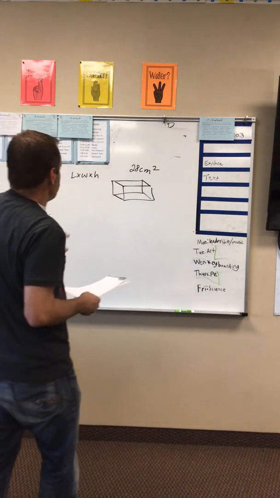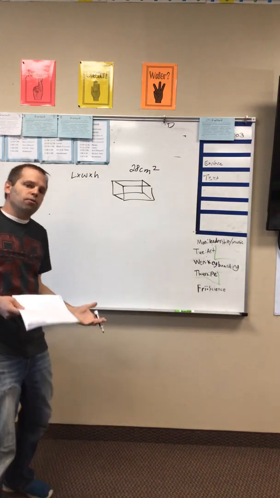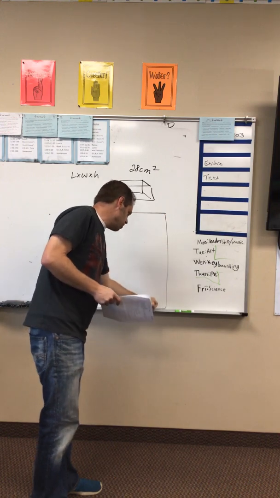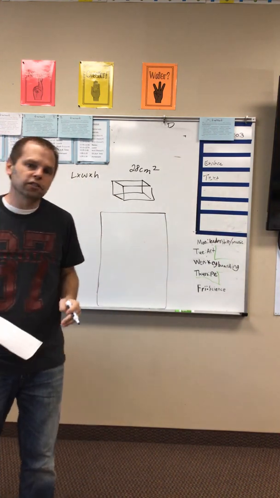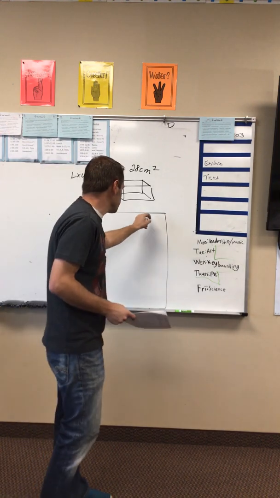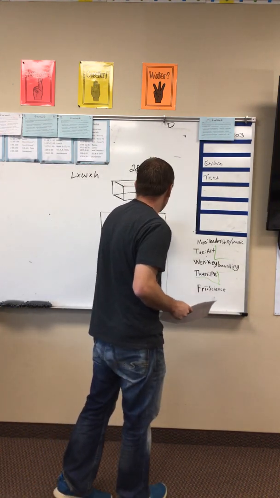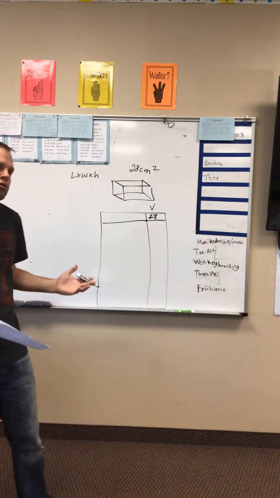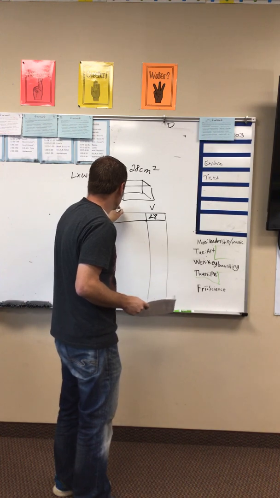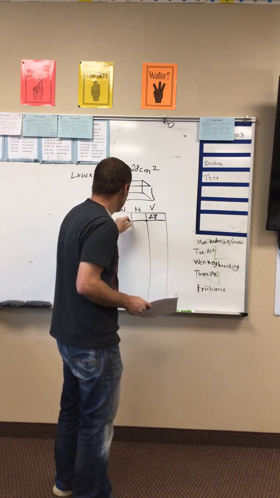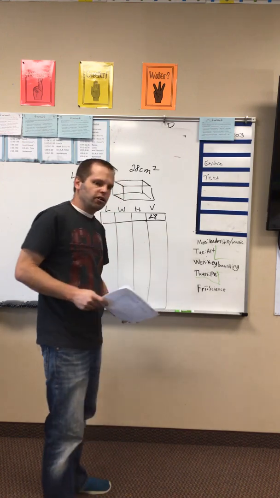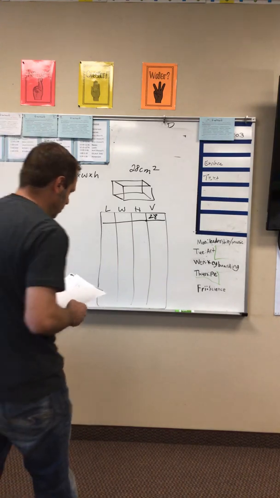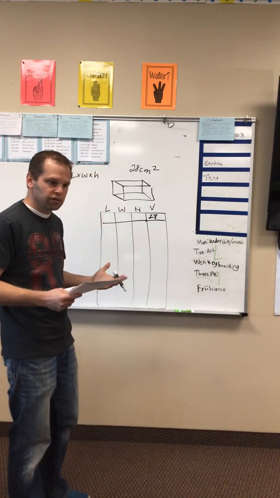Now, if I was solving this problem, what I would probably do is create a chart. And in that chart, I would list all of the possibilities that I could think of where I could get a volume of 28. Here's my volume. I know that my volume needs to equal 28. To get my volume, of course, I do length times width times height. Okay? So before I started this video, I started listing some possibilities of how I could do that. So I'm going to list them for you.